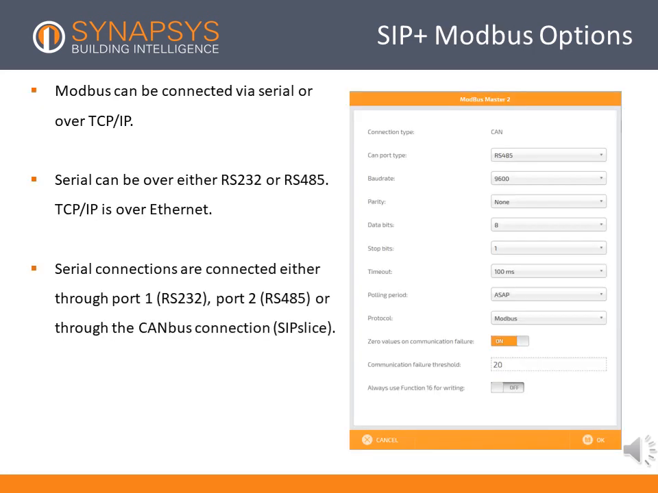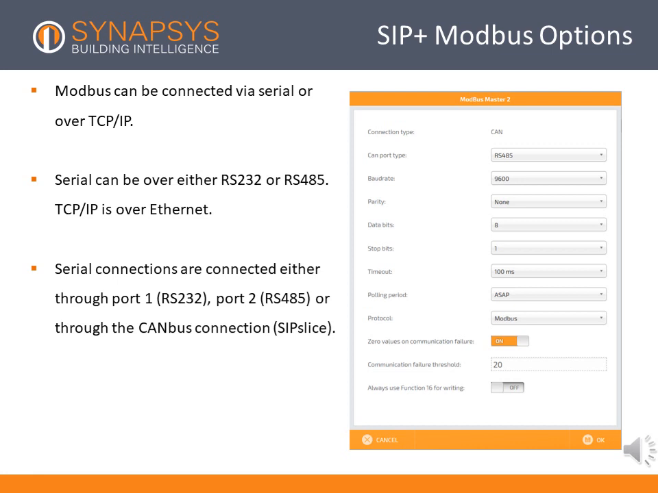The COM settings for the Modbus driver vary depending on the port defined. The baud rate, parity, data bits, and stop bits are only relevant to serial connections of Modbus over RS485, RS232, or using a SIP serial slice. These settings are used to define specifics related to the data as it travels along the serial connection cable.